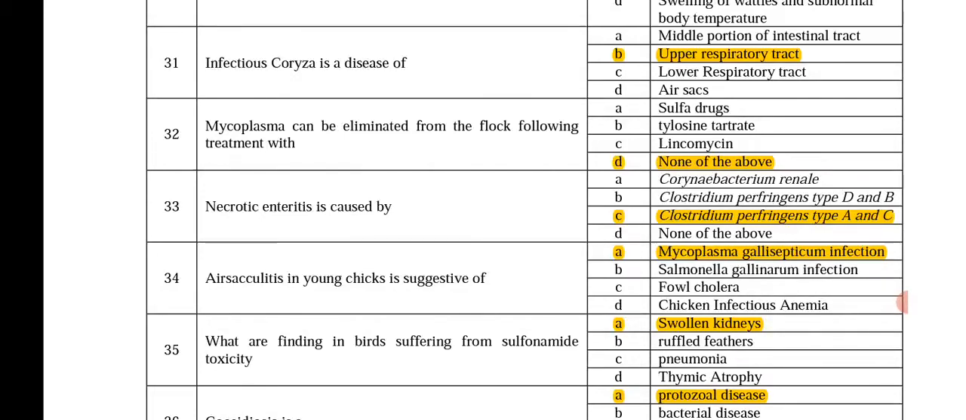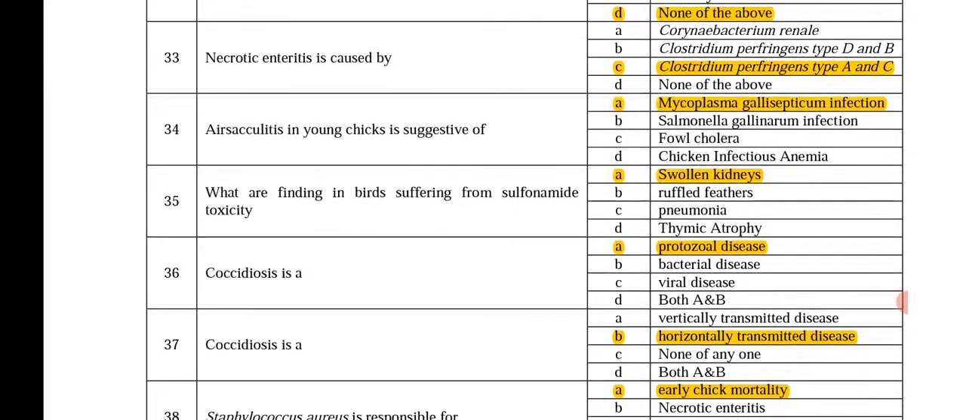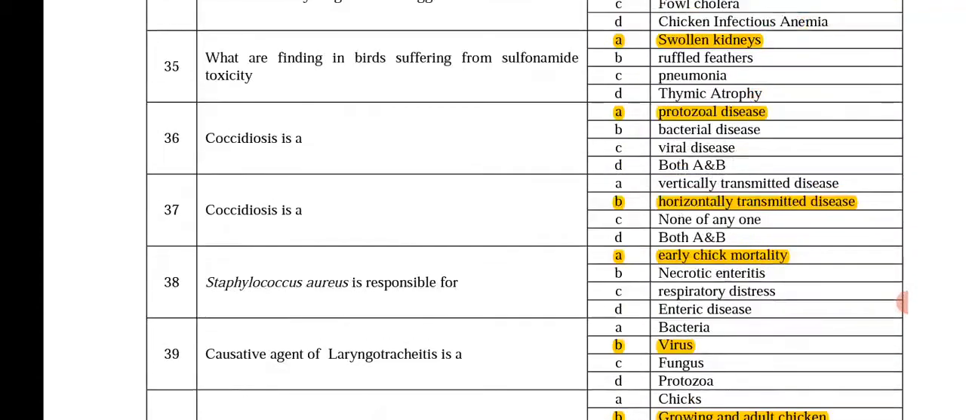Necrotic enteritis is caused by Clostridium perfringens types A and C. Air sacculitis in young chickens is suggestive of Mycoplasma gallisepticum infection. What are the findings in birds suffering from sulfonamide toxicity? Swollen kidneys. Coccidiosis is a protozoal disease and a horizontally transmitted disease.